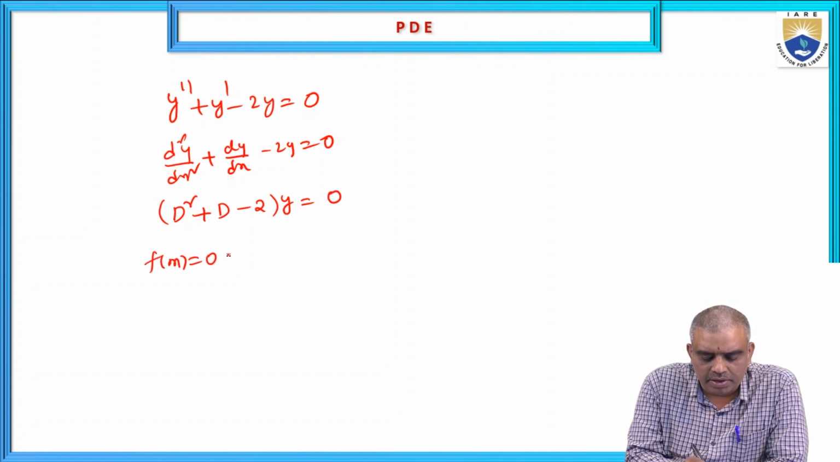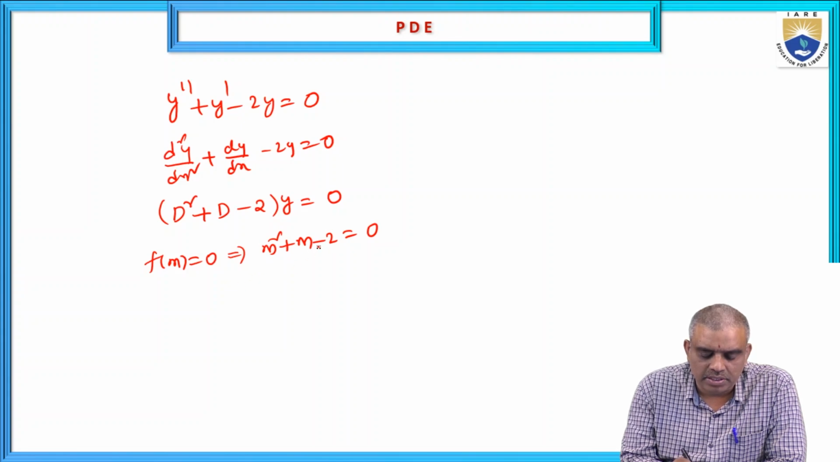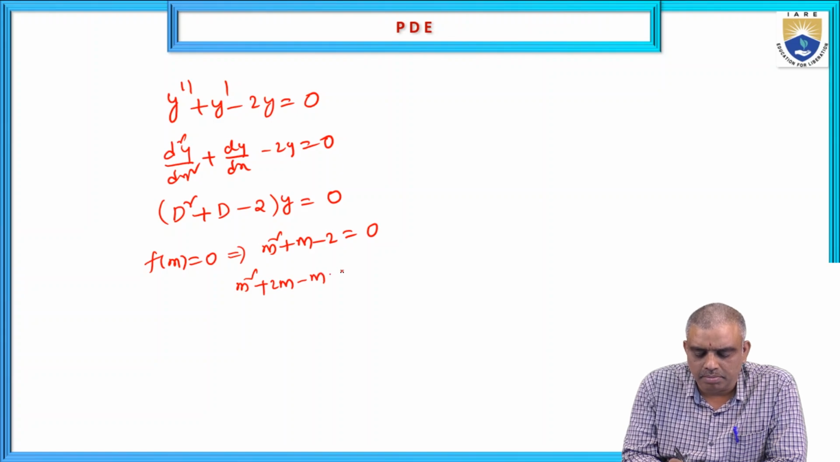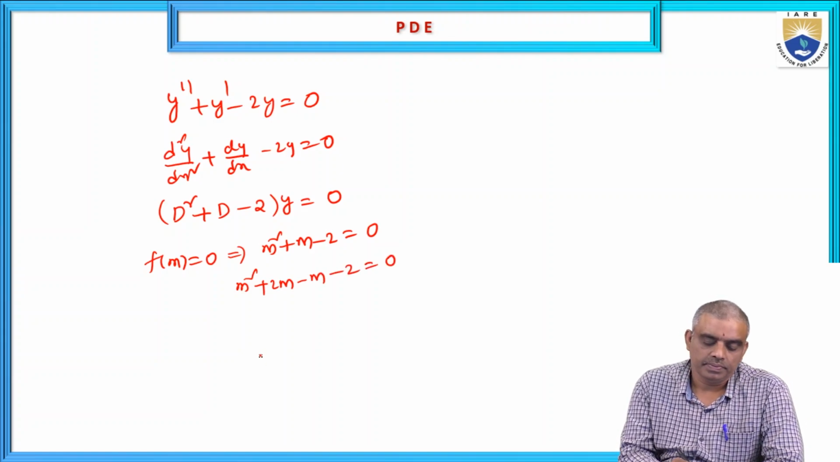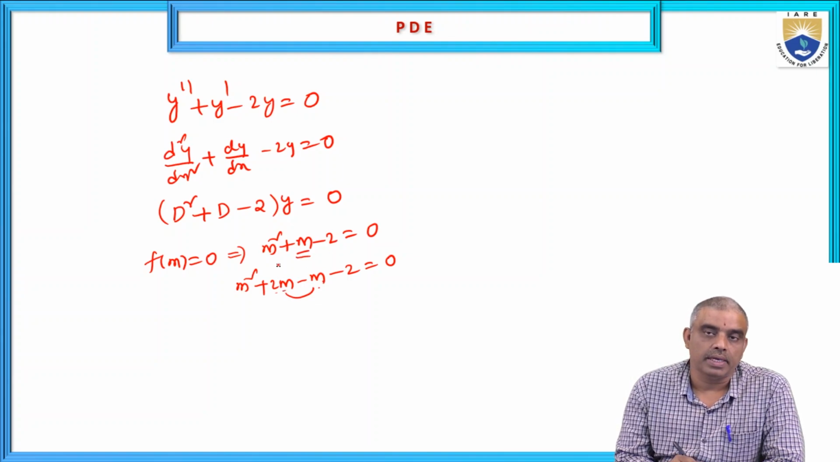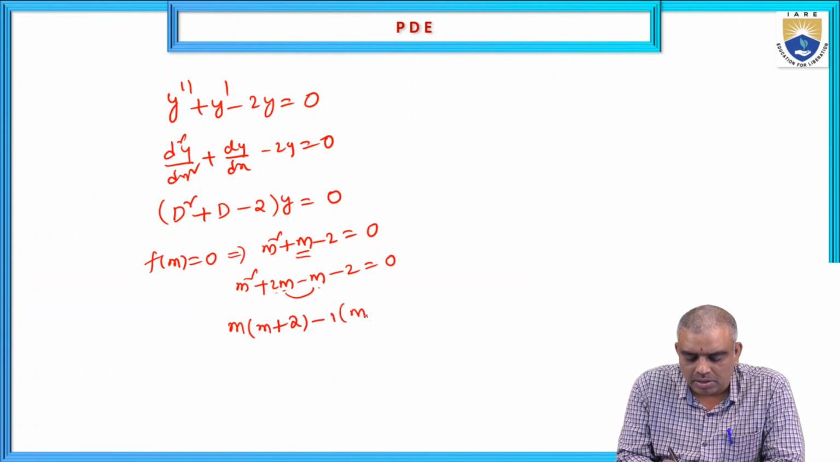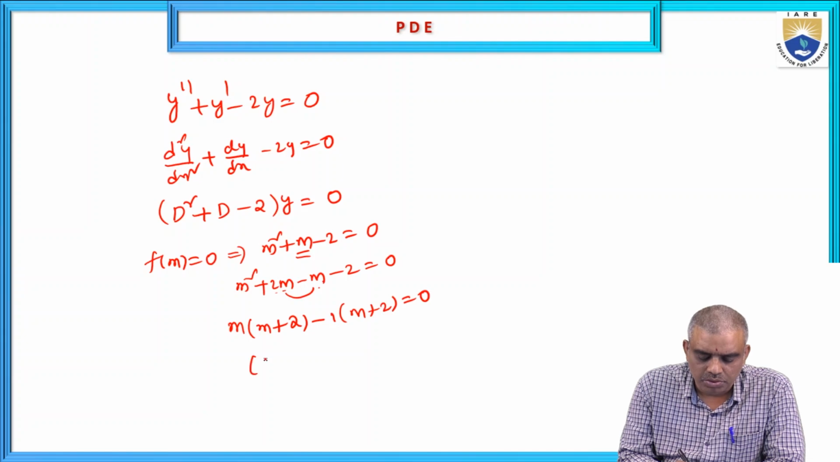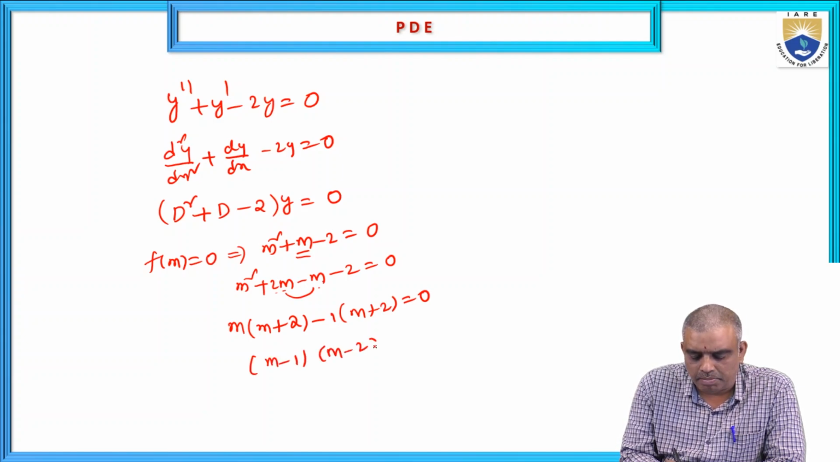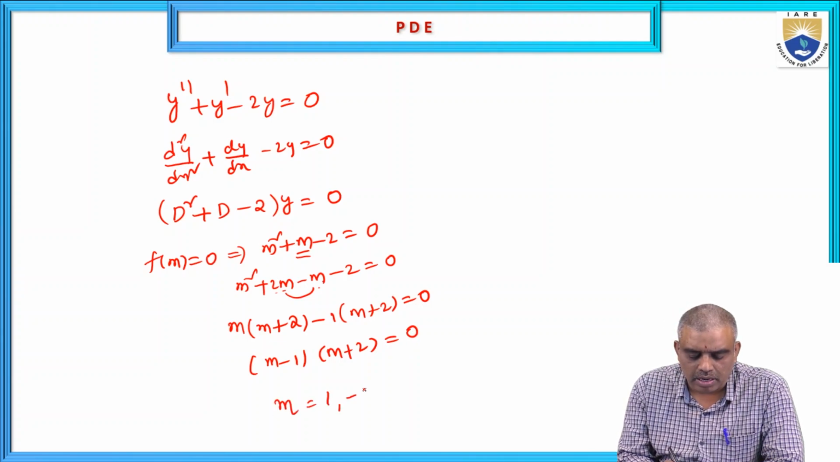The auxiliary equation f(m) = 0, that is m² + m - 2 = 0. So what are the roots of the equation? m² + 2m - m - 2 = 0. So m(m + 2) - 1(m + 2) = 0. So the factors are (m - 1)(m + 2) = 0. So the roots are 1, -2.